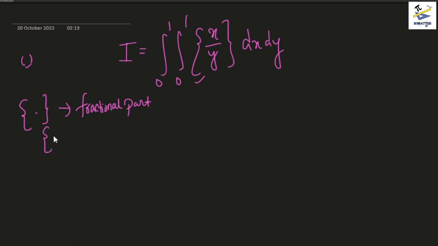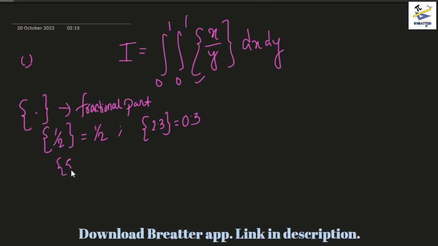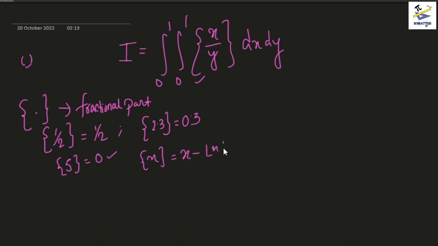The fractional part means that, let's say you have 1 by 2 inside it. The fractional part will give you the answer of 1 by 2. Let's say you have 2.3. It will give you the answer 0.3. Let's say you have 5. It will give you the answer of 0. So the fractional part of x is simply equal to x minus box of x, where box of x is the greatest integer less than or equal to x, or the GIF function, right?